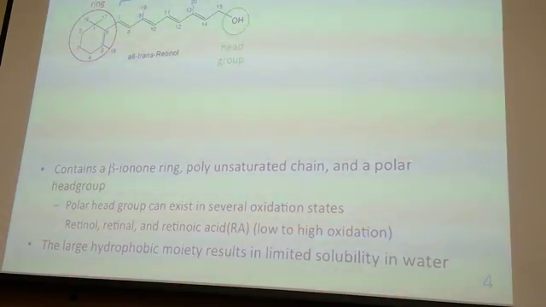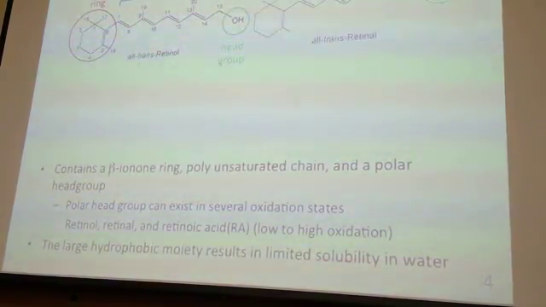And so this is showing the basic structure of a retinoid and the active form of vitamin A. So this is all trans retinol, and you can see some of the primary features and why it is a fat-soluble vitamin. Just given the structure, it looks like it would be a fat-soluble vitamin. It has this beta ionone ring structure, this polyunsaturated chain spacer, and then a polar head group.